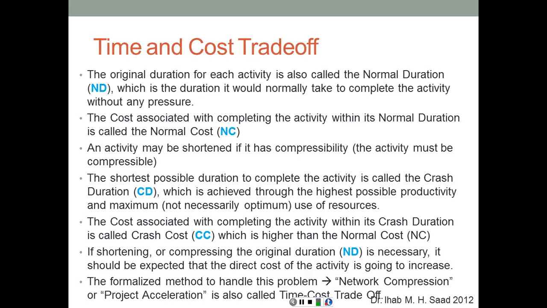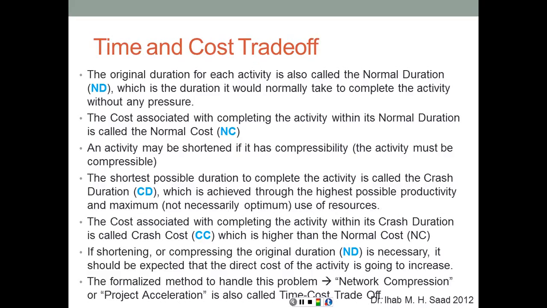So we have now crash duration, CD, and crash cost associated with it, which is CC, which is usually higher than the normal cost. So the crash duration, CD, is shorter than normal duration, but crash cost is higher than the normal cost. If shortening or compressing the original duration or normal duration is necessary, it should be expected that the direct cost of the activity is going to increase. Direct cost is the cost of these resources: labor, material, equipment, subcontractors, etc.